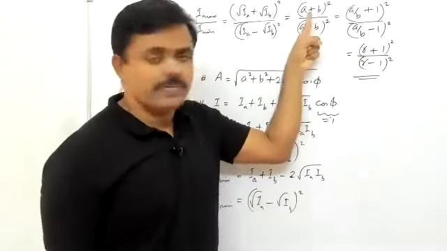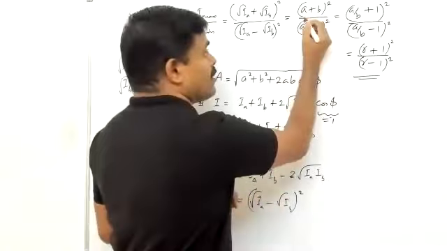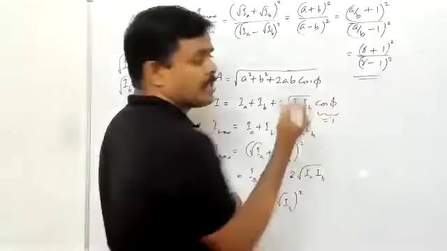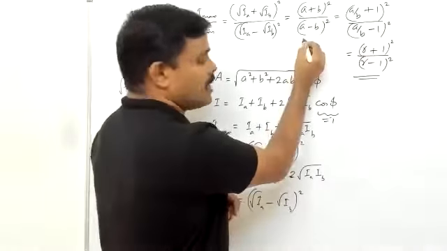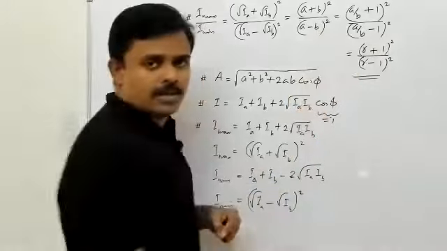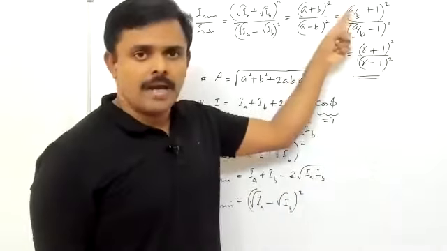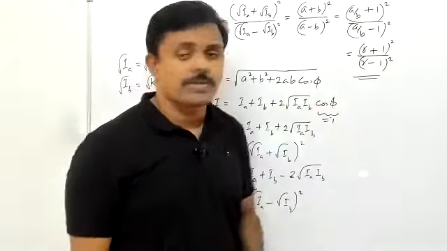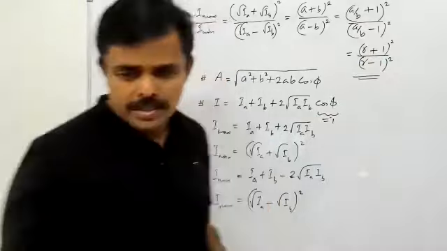If I divide throughout with B, I'm going to get A by B plus B by B, which is 1, and A by B minus B by B, which is 1, the whole square. A by B is called amplitude ratio. It is R plus 1 the whole square by R minus 1 the whole square. Did you understand? So we have seen the I max to I min ratio.